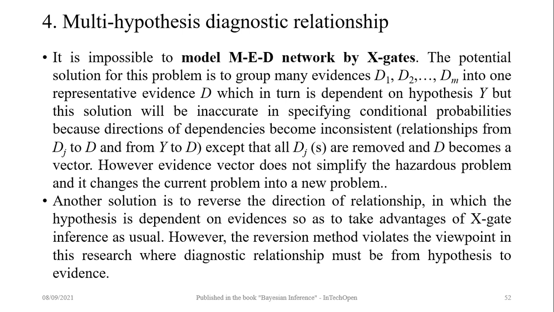The potential solution for this problem is to group many evidence D1, D2, ..., Dm into one representative evidence, which in turn is dependent on hypothesis Y. But the solution will be inaccurate in specifying conditional probabilities because the direction of dependency becomes an inconsistent relationship from Dj to D and from Y to D, except that all Dj are removed and D becomes a vector. However, an evidence vector does not simplify the problem and extends the current problem into a new problem.